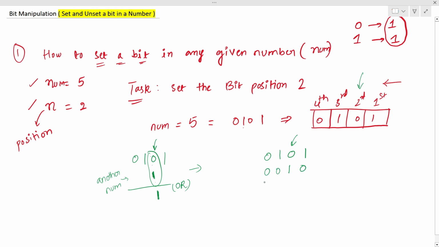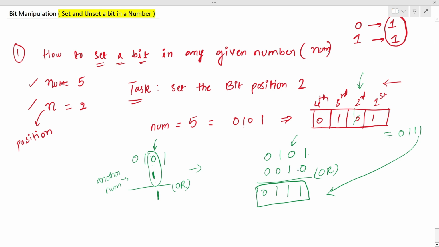Hope you got it, right? And I'm simply applying an OR operation. What will happen? 0 or 0 is 0. 1 or 0, 1. 0 or 1, 1. 1 or 0, 1. Now you can clearly see we got our answer. We know what the answer is, right? We are just making it as 1. Your answer is 0, 1, 1, 1. You can see we got our answer.